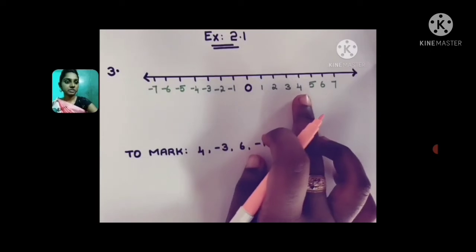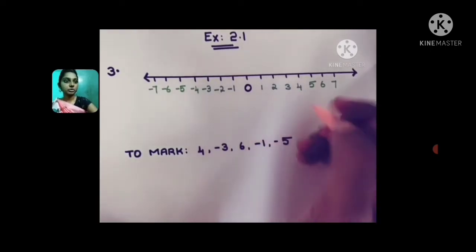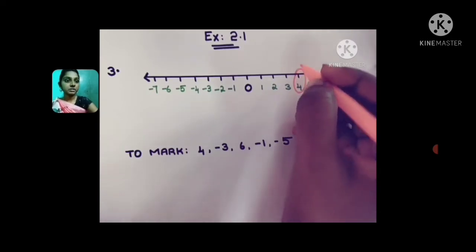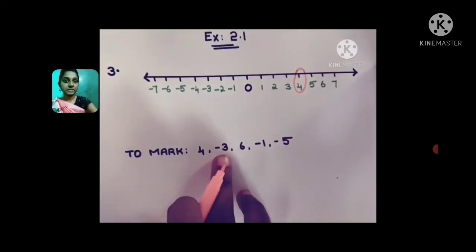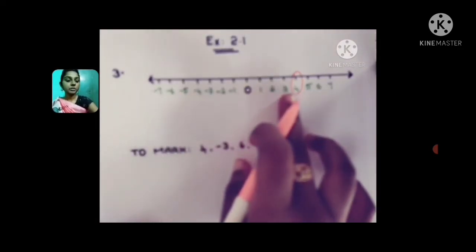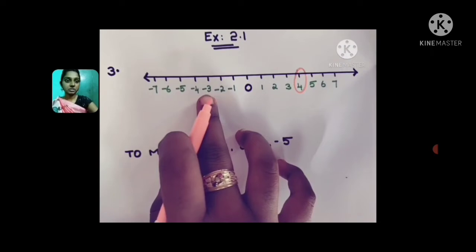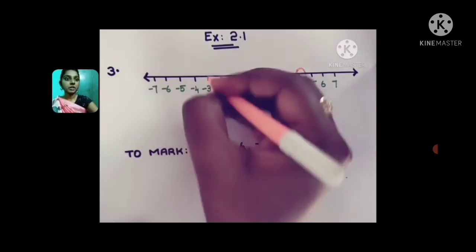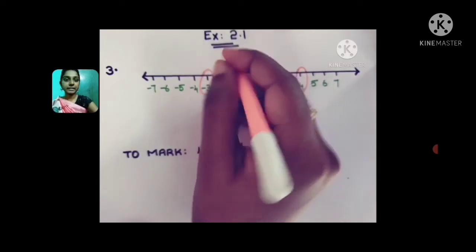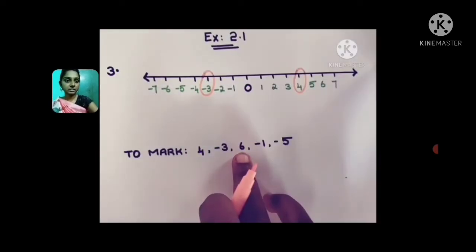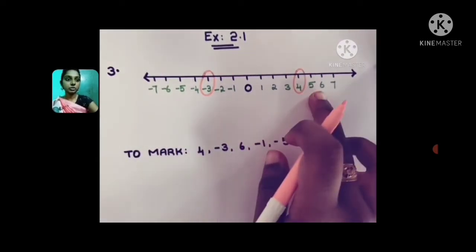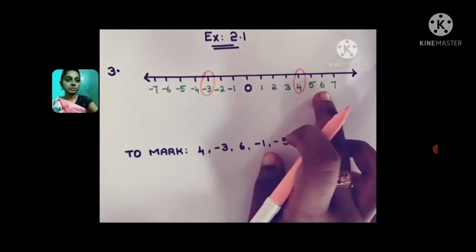4 is a positive integer and therefore it lies on the right side of the 0 on the number line. Let us mark the 4. Next we have to mark minus 3. Minus 3 is a negative integer and therefore it will lie to the left of 0 on the number line. Let us mark minus 3 on the number line. Next we have to mark 6. 6 is a positive integer and so it will lie on the right hand side of the number line. Let us mark 6 on the number line.